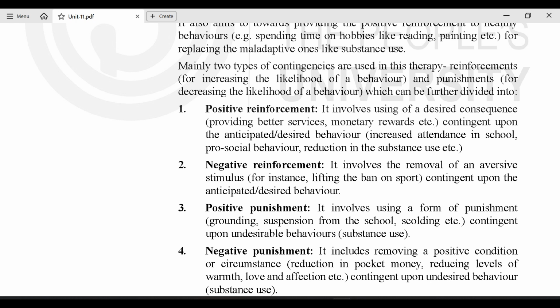Mainly two types of contingencies are used in this therapy: reinforcements, for increasing the likelihood of a behavior, and punishments, for decreasing the likelihood of a behavior, which can be further divided into: 1.